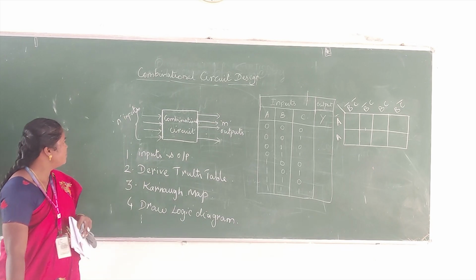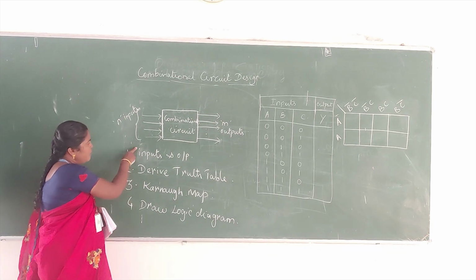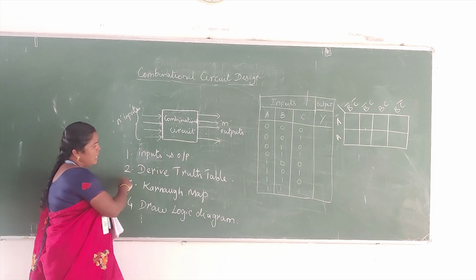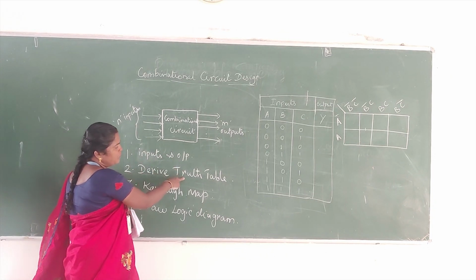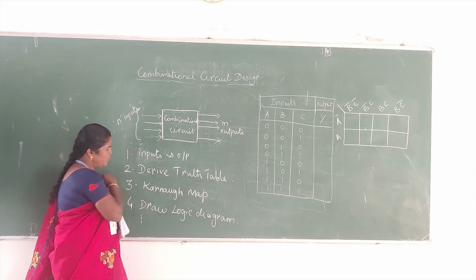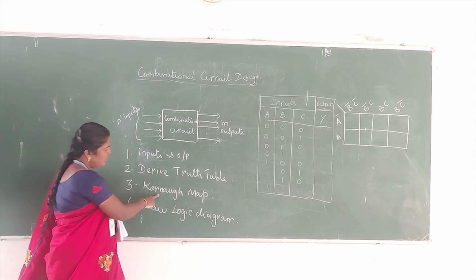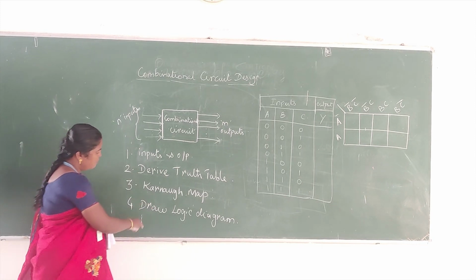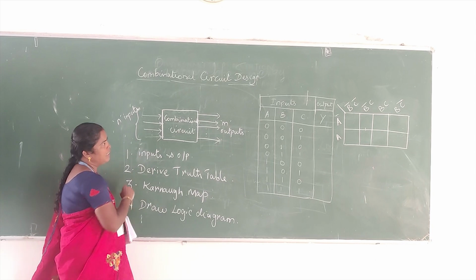Okay, the design procedure is, according to our requirement, first we determine the inputs and outputs, and then derive the truth table according to the relation between the input and output, and then draw the Karnaugh map and simplify the Boolean expression. The final step is to draw the logic diagram.